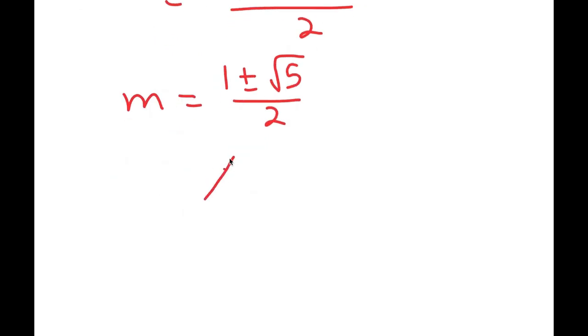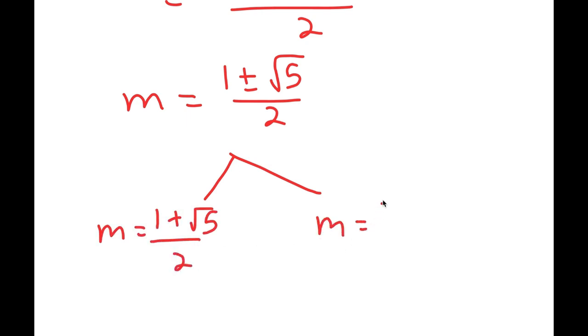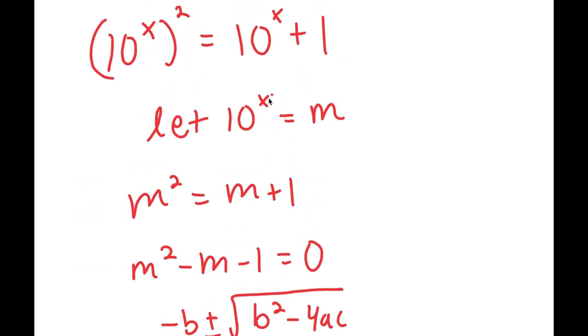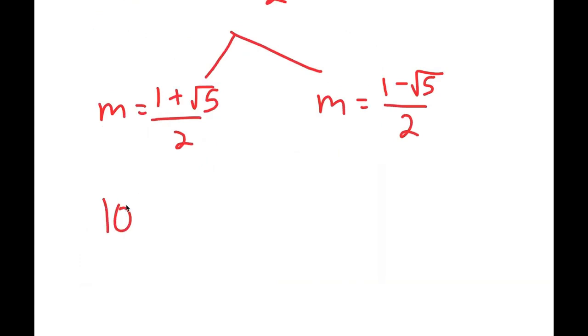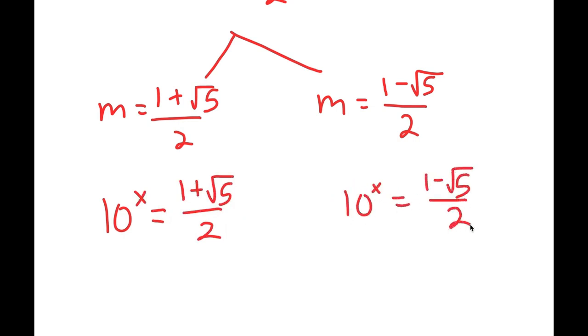And to be precise, the two values of m are 1 plus the square root of 5 over 2 and 1 minus the square root of 5 over 2. Now, remember how we let m equal 10 to the power of x. So 10 to the power of x is equal to 1 plus the square root of 5 over 2, and 10 to the power of x is also equal to 1 minus the square root of 5 over 2. So for my second equation over here, 10 to the power of x is equal to 1 minus the square root of 5 over 2.